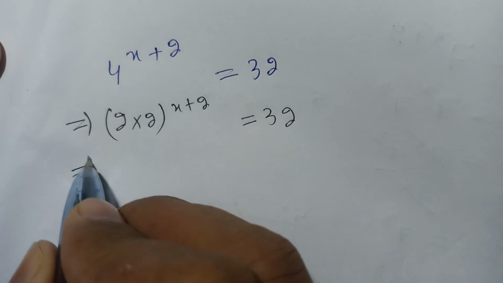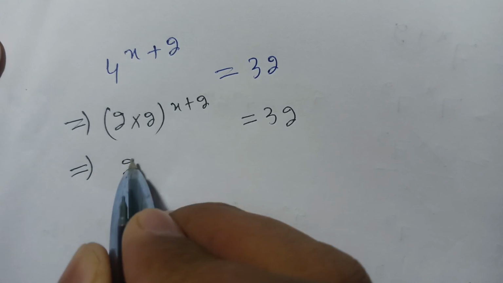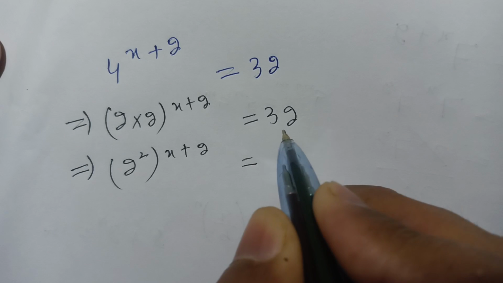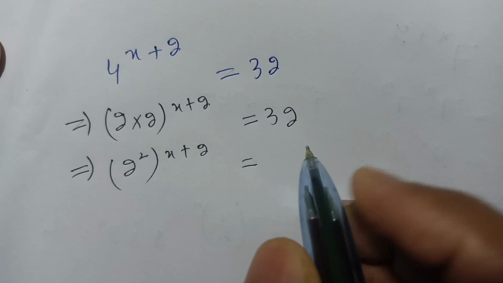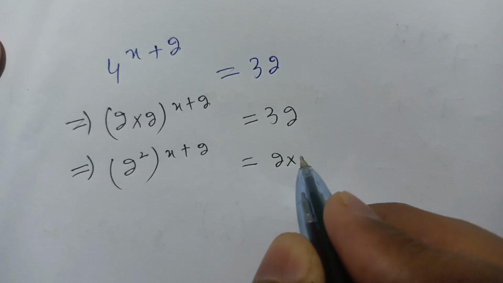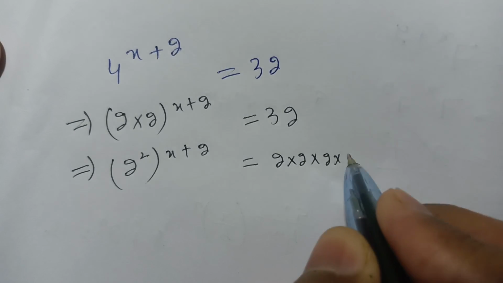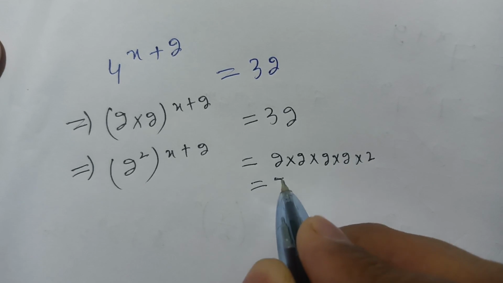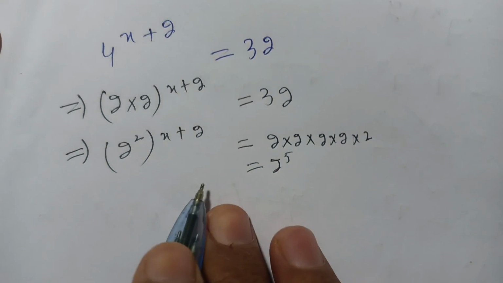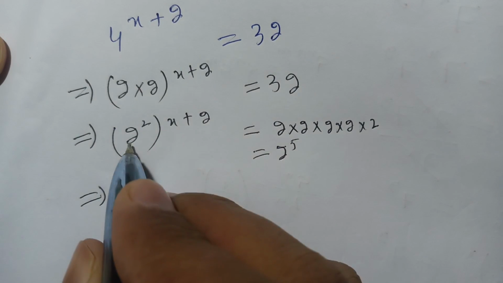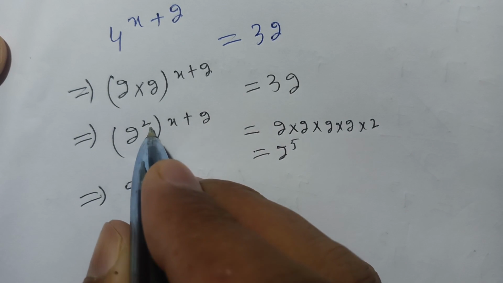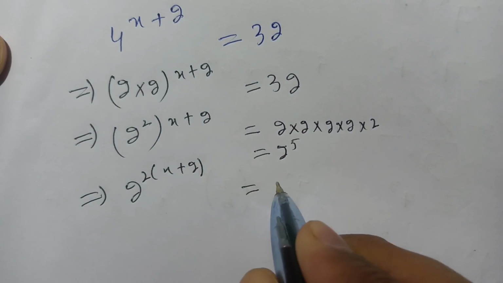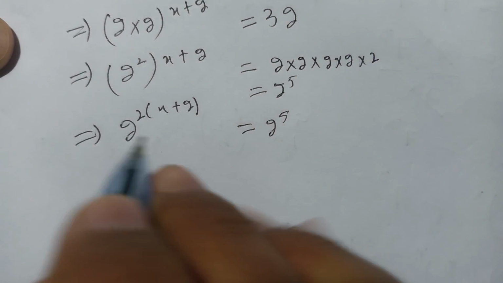Now we have 2 times 2 can be written as 2 power 2, whole power x plus 2, is equal to 32. 32 can be written as 2 times 2 times 2 times 2 times 2, which means 2 power 5. It is written as 2 power, we multiply 2 times x plus 2, is equal to 2 power 5.